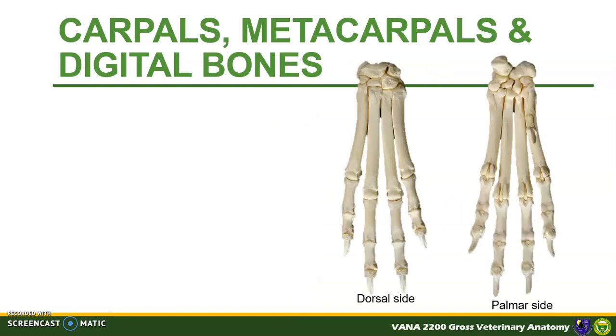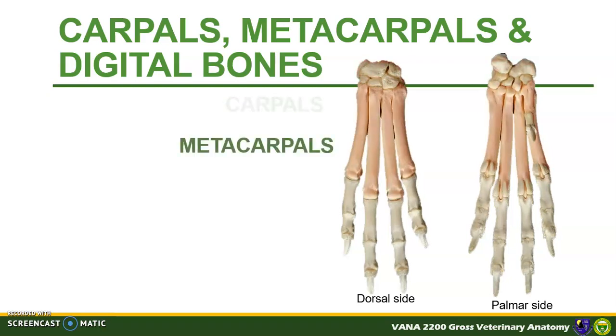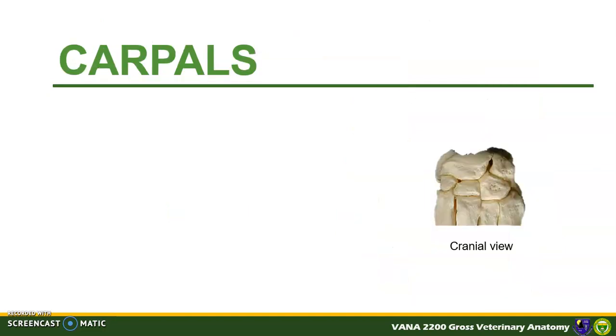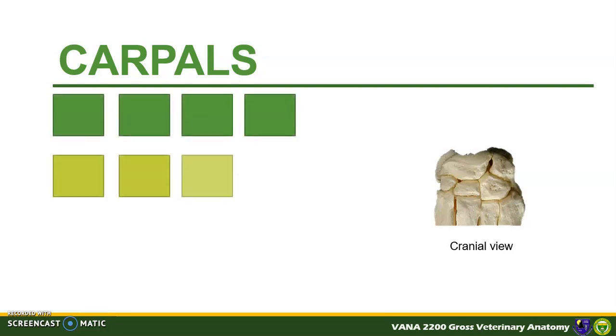Now let's move forward to the bones of the distal thoracic limb. It includes the carpals, the metacarpals, and the digital bones. First, we have the carpals. This is the bone of the wrist. The carpus is a complex region that includes 2 rows of small bones. Each row is composed of 4 carpal bones.